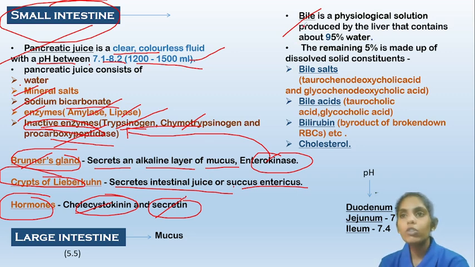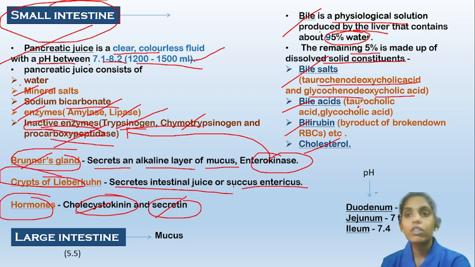Now coming to the bile juice, which is synthesized by the liver and stored in the gallbladder. This bile juice is a physiological solution produced by the liver which contains up to 95% of water, and the remaining 5% contains dissolved solid constituents like bile salts, bile acids, bilirubin and cholesterol. The bile salts include taurochenodeoxycholic acid, glycochenodeoxycholic acid, and the bile acids include taurocholic acid and glycocholic acid.